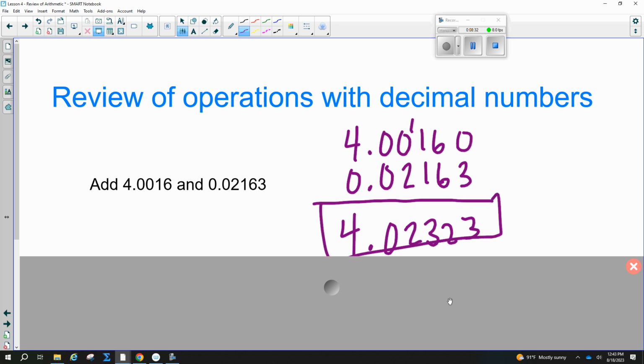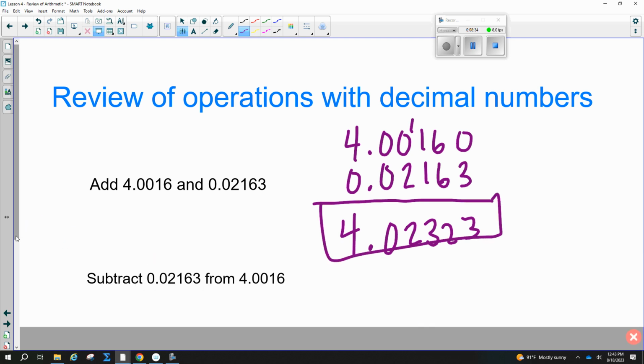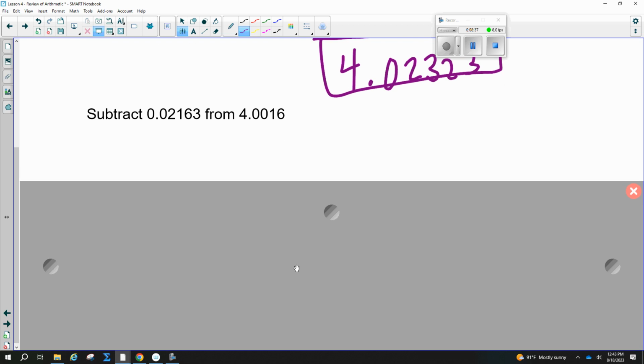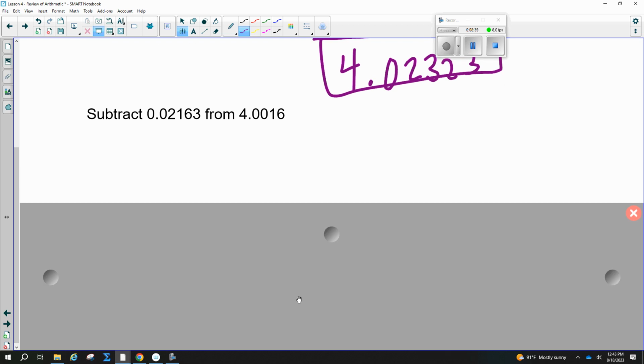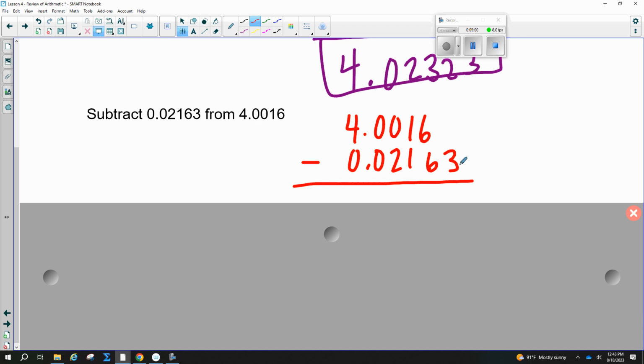Okay, subtraction, the same thing. You have to line them up. Subtract 0.02163 from 4.0016. It's important you know the order that we're subtracting, right? Subtract that first thing from the second thing, which means I'm actually starting with 4.0016, and I am subtracting 0.02163. All right, so I lined up my decimals. I'm going to add a 0 to that top one.